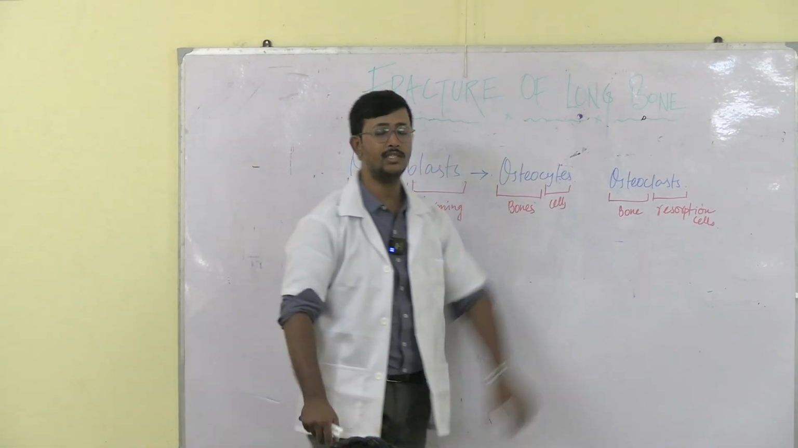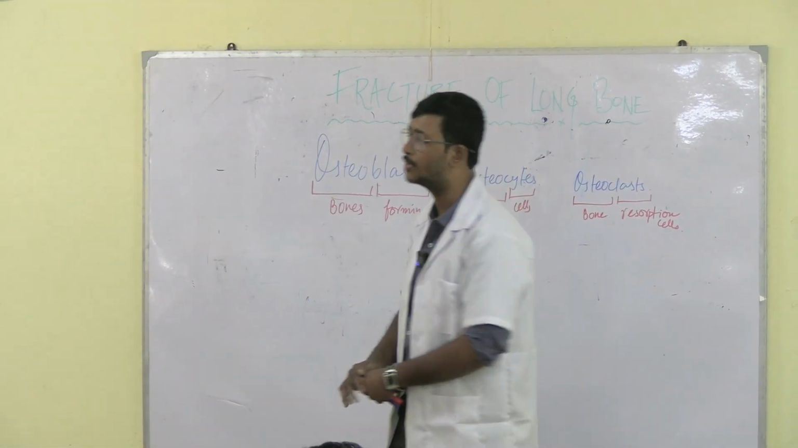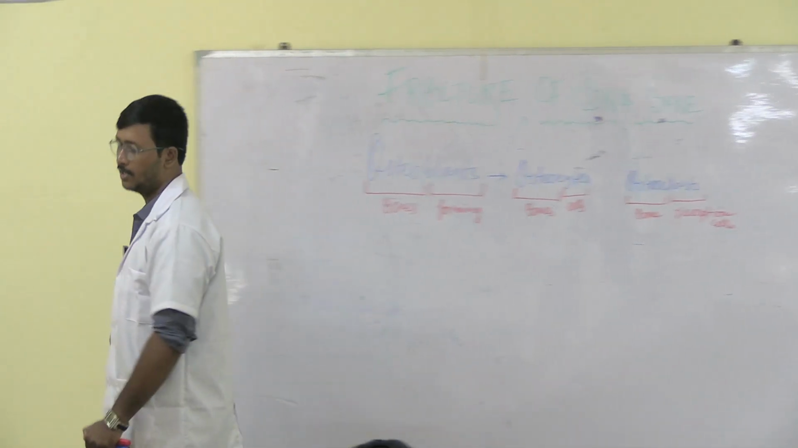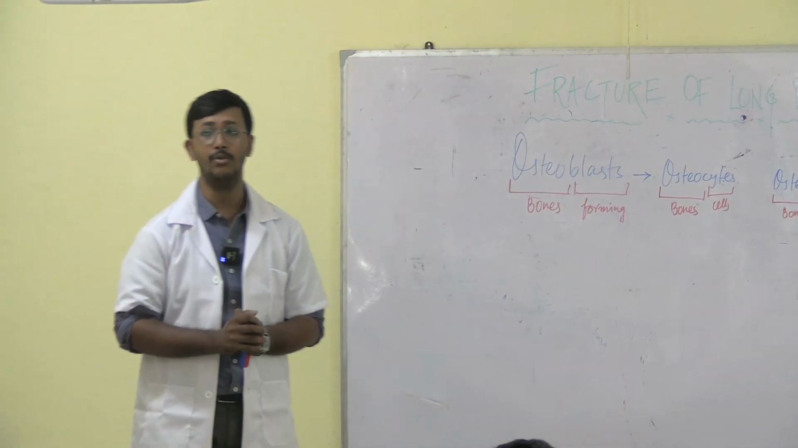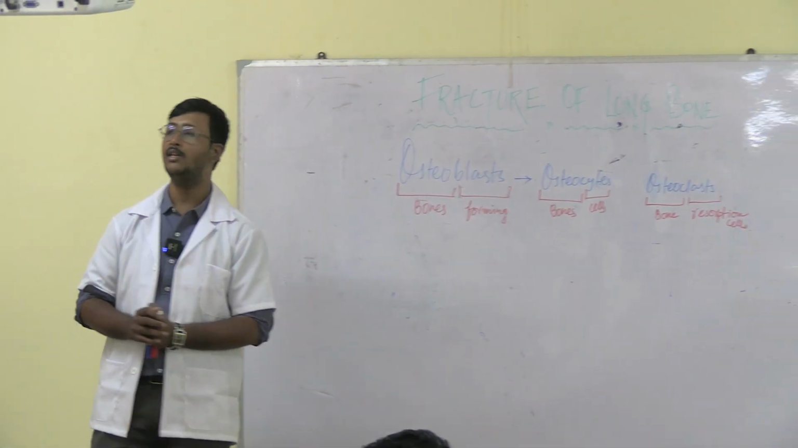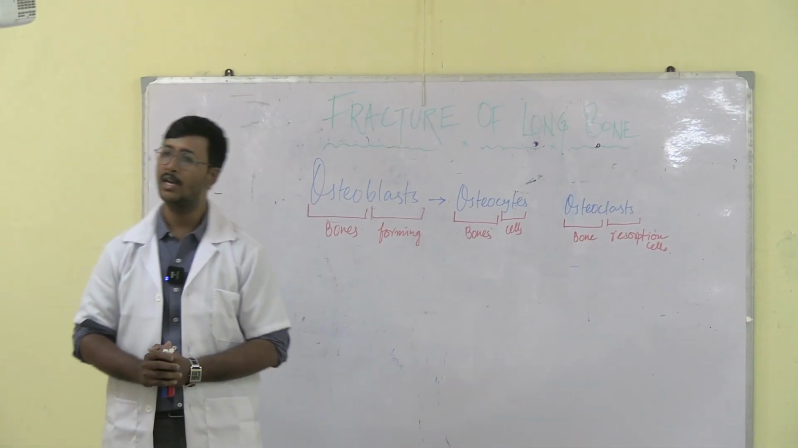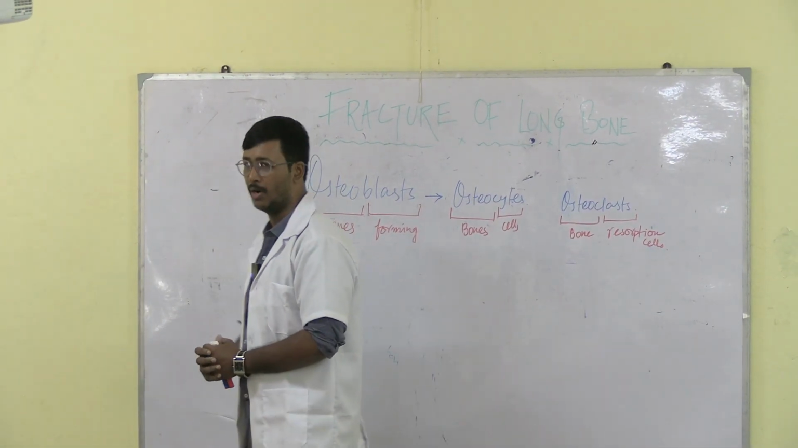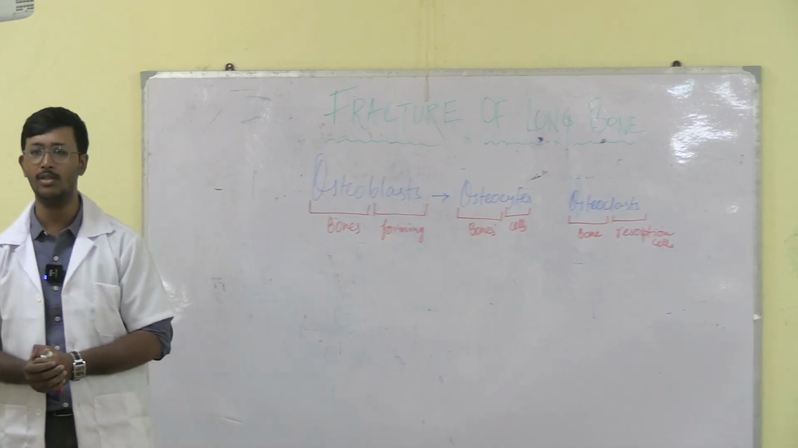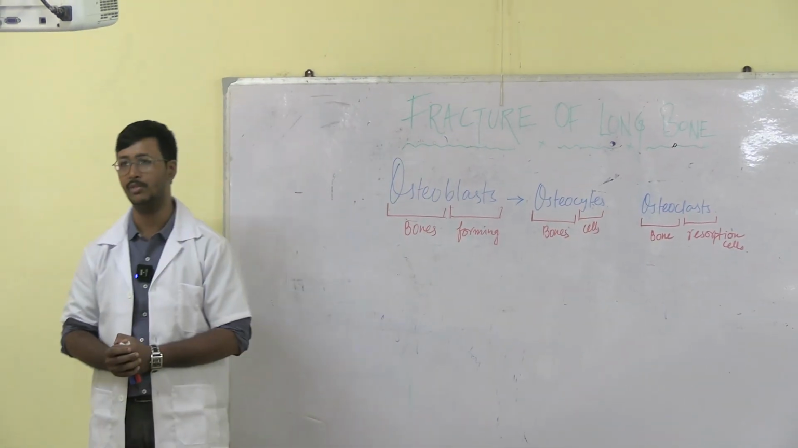And osteoclasts are bone resorption cells. Bone resorption cells means these cells will help in breaking down of bones. Why is this necessary? Suppose a bone has become injured. Now you need to clear off the necrotic bony parts. So who will do that? The osteoclasts will do that.